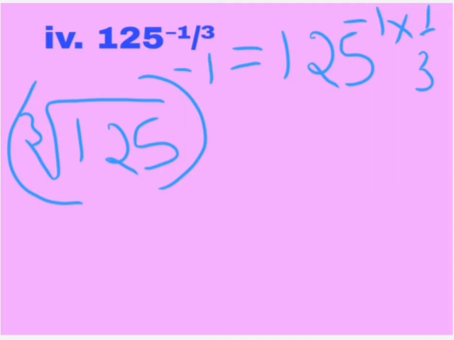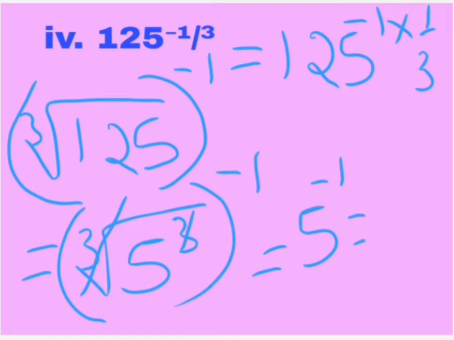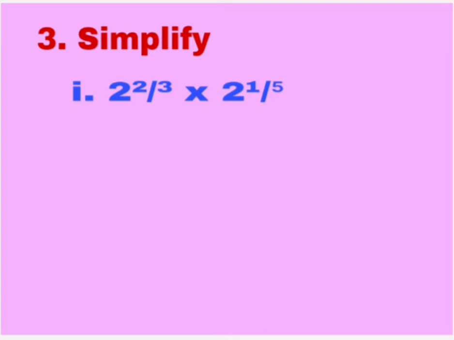125 we already factorized in the last question, isn't it? So use that only. Cube root of 125 means it is equal to 5 cube. 5 cube whole to the power minus 1. So here the cube root and cube power get cancelled. So your answer will be 5 to the power minus 1. Power is negative, so we can write it in the reciprocal form as 1 by 5. So 1 by 5 we can consider as the answer for our fourth question. Now let us move on to the third question of our exercise, that is simplify.